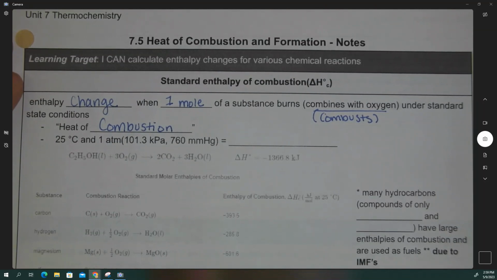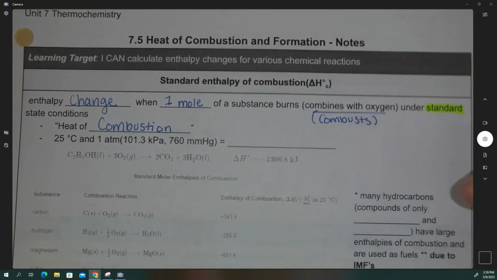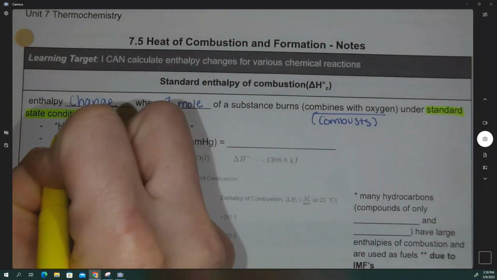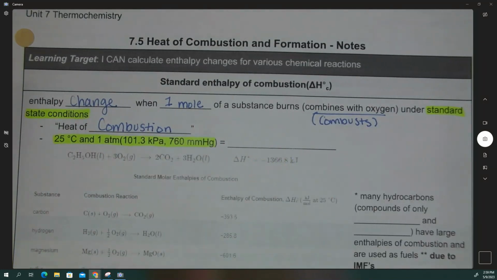Standard state conditions is something else that is important for you to know. Our standard state conditions are going to be 25 degrees Celsius and 1 atm, or 101.3 kPa, or 760 millimeters of mercury. This is otherwise known as our standard state conditions.